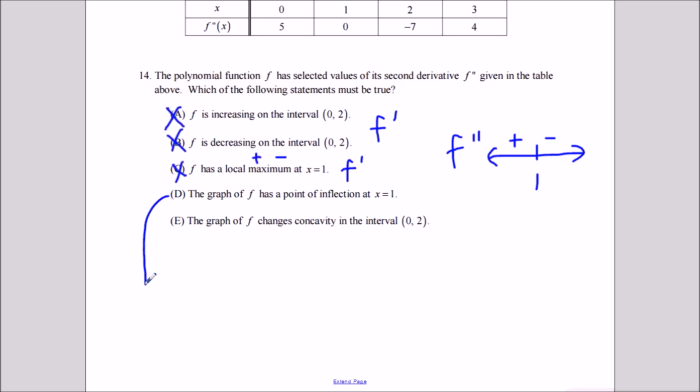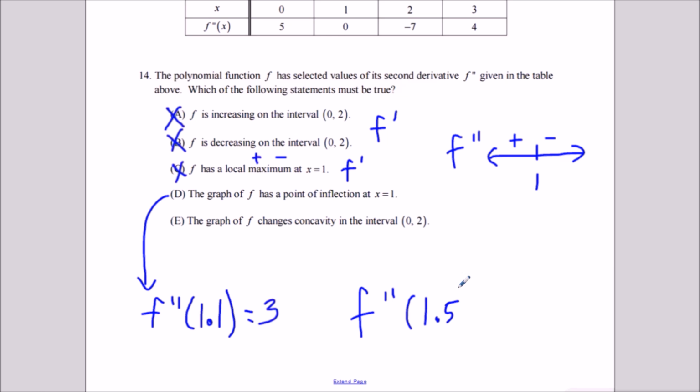And what we mean by this is for choice D, suppose that f double prime of 1.1 were to equal, let's say, 3. Then what that tells us is that there is no sign change at x equals 1 for our second derivative. We could also have something along the lines of f double prime of 1.5 is equal to 0, and then it changes signs from positive to negative. So we can't guarantee that there's going to be a point of inflection at x equals 1 because there are a lot of x values missing between 1 and 2 to guarantee the sign change from positive to negative.